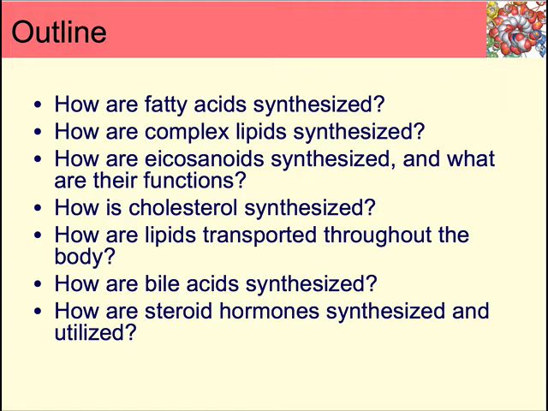We'll first discuss the synthesis of fatty acids and then ask how complex lipids are synthesized. We'll also talk about eicosanoids, 20 carbon molecules that induce pain in organisms. And then we'll talk about cholesterol synthesis and lipid transport throughout the body. And we'll finish up by talking about bile acids and steroid hormones.